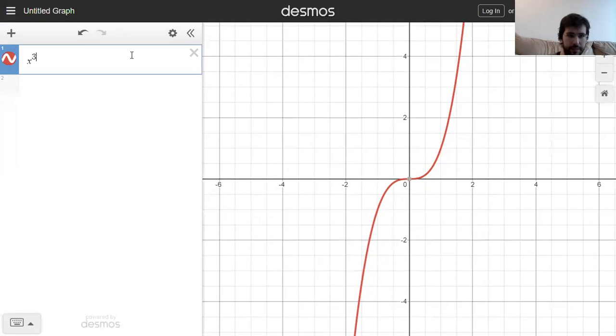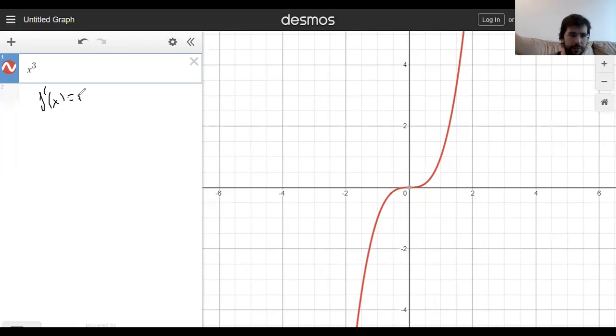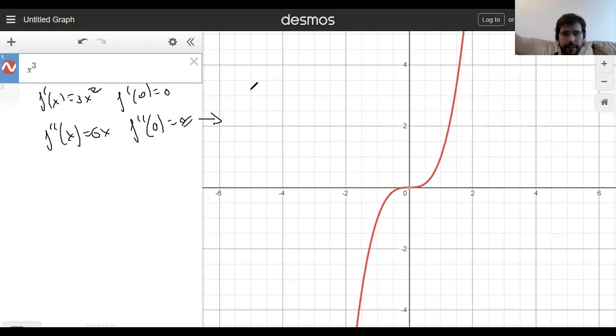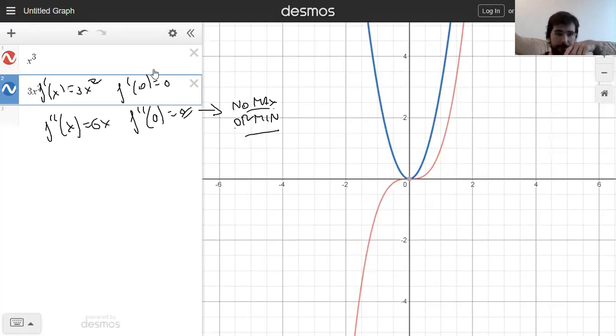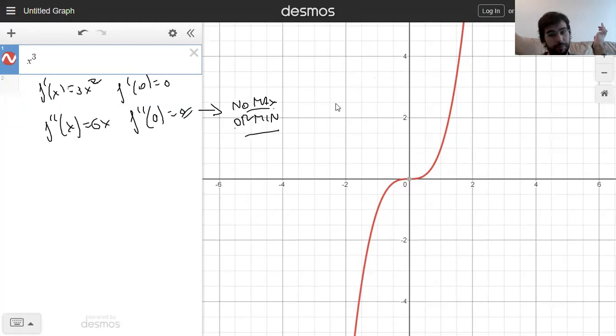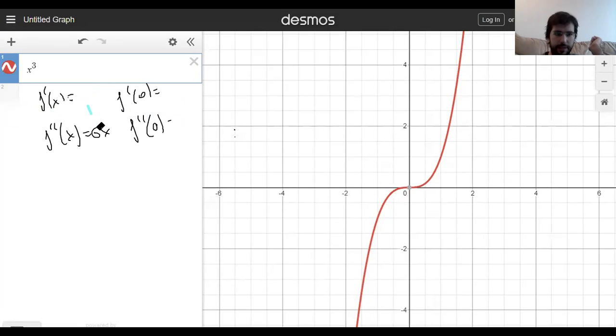So in this case, the derivative is zero at zero. The second derivative is 6x. So it's again zero. And there's no max or min, because of the first derivative test, which does actually tell me that there's no max or min, because the derivative doesn't change signs, it stays positive. So the function goes from increasing before zero to still increasing after zero. So that's an example where you have the second derivative equal to zero, and there's no max or min.